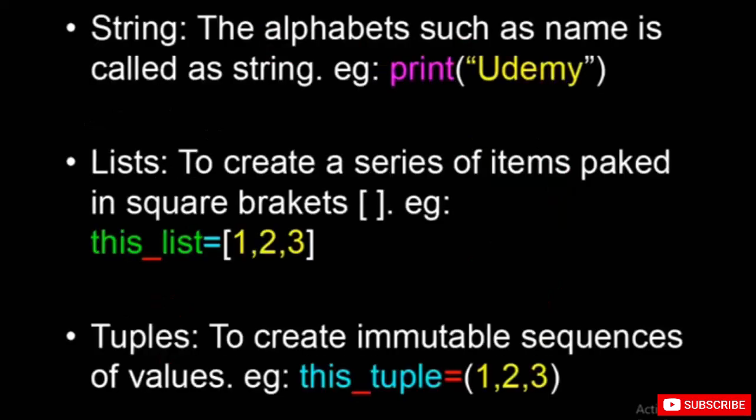Strings are just the alphabets, such as a name. Like just print Udemy and it will print Udemy as the output. So our output is Udemy. It's that simple, right? Now, the second one is the list.